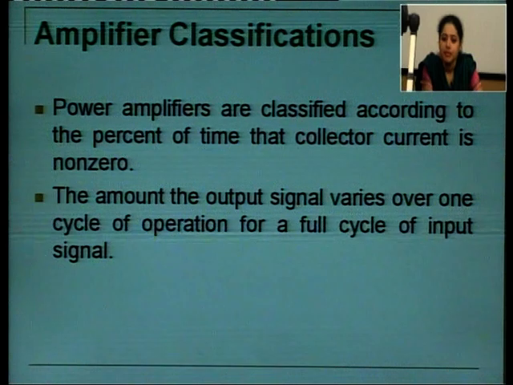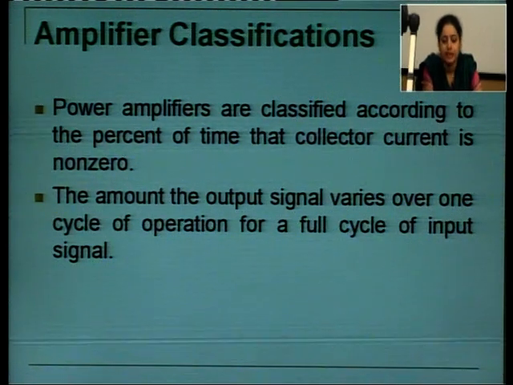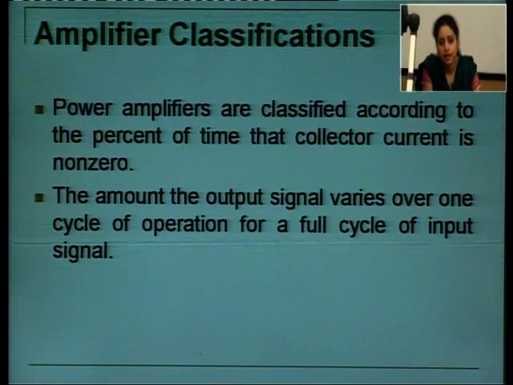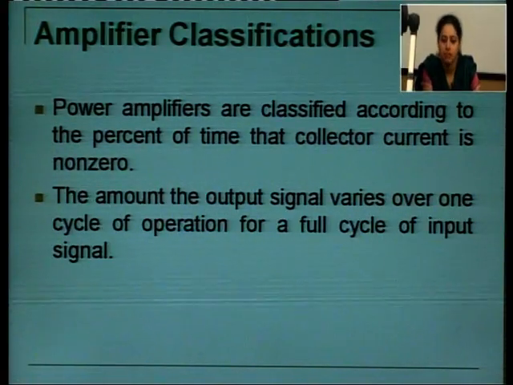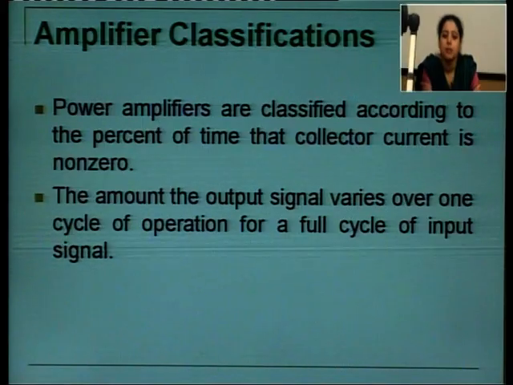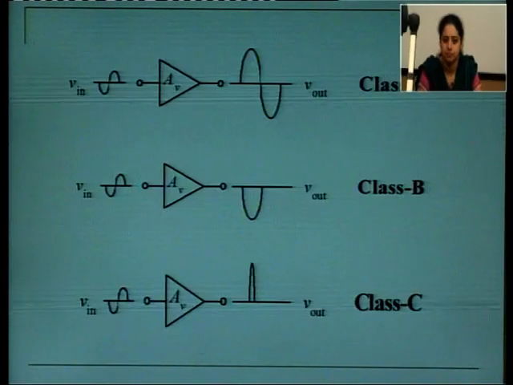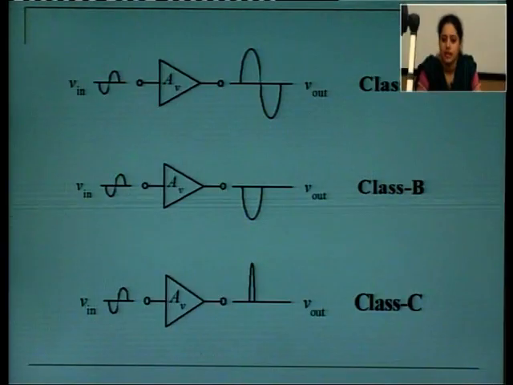Now, power amplifiers are classified according to the percent of time that the collector current is non-zero. That is, for what particular time your collector current is zero or non-zero differentiates the different types of power amplifiers. The output signal varies over one cycle of operation for a full cycle of input signal. These are the types, class A, B and C power amplifiers, that we are going to discuss in detail.